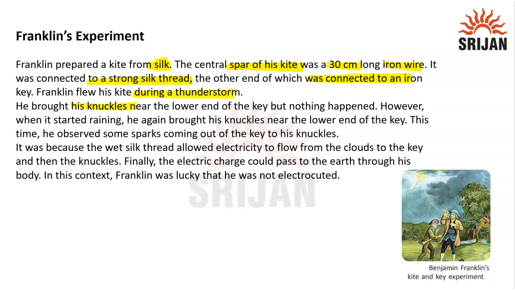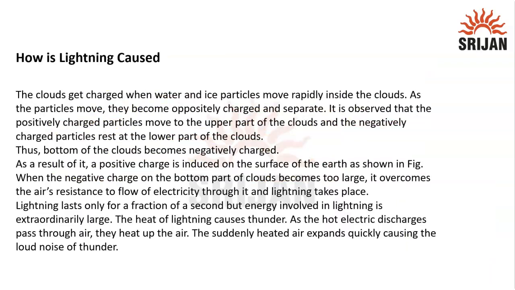He brought his knuckles near the lower end of the key, but nothing happened. However, when it started raining, he again brought his knuckles near the lower end of the key. This time he observed some sparks coming out of the key to his knuckles. It was because the wet silk thread allowed electricity to flow from the clouds to the key and then the knuckles. Finally, the electric charge could pass to the earth through his body. In this context, Franklin was lucky that he was not electrocuted.